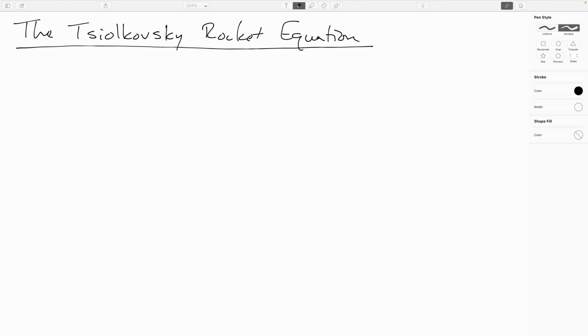Now that we've looked at momentum conservation in one dimension, I'd like to take just a brief excursion into taking a look at systems where the mass is changing. And the classic example of this is the Tsiolkovsky rocket equation.